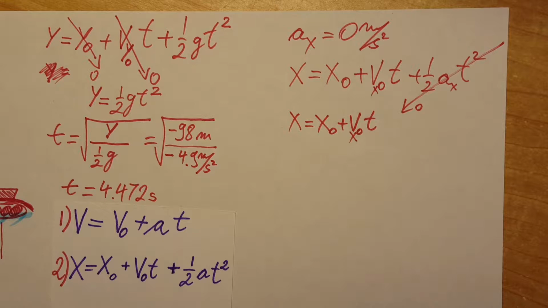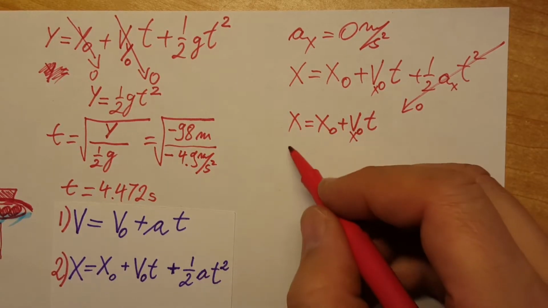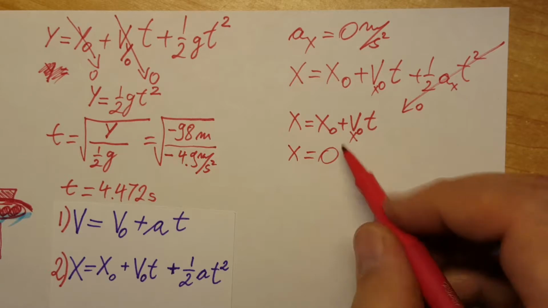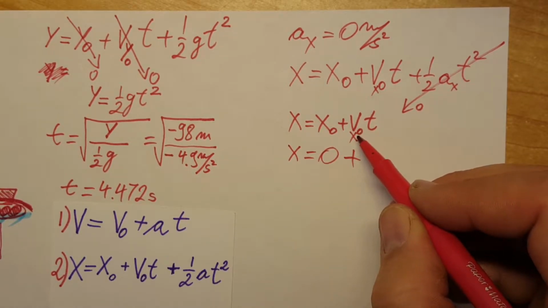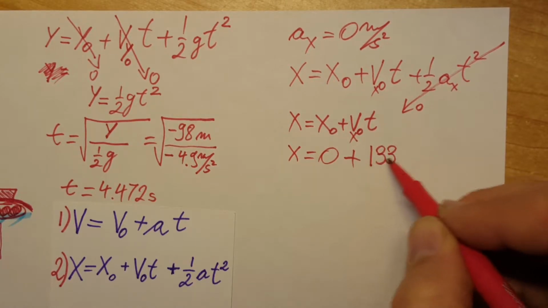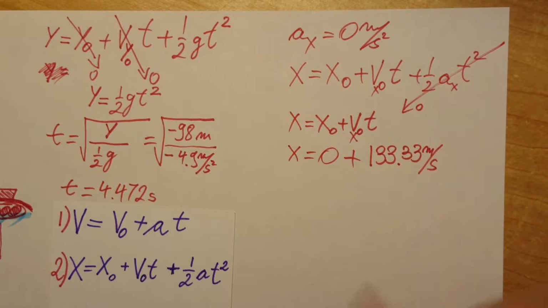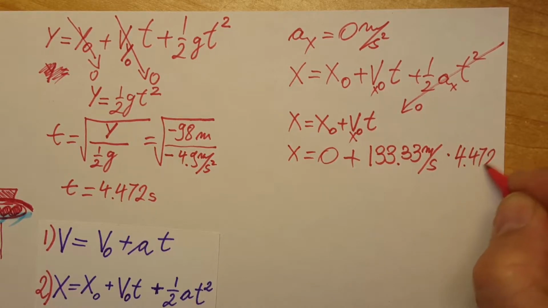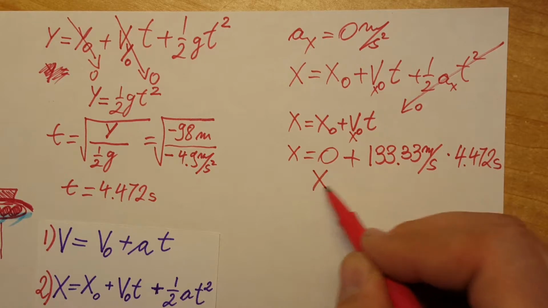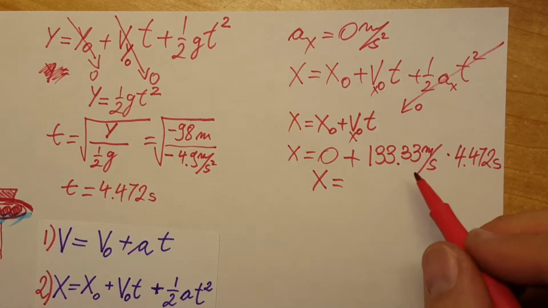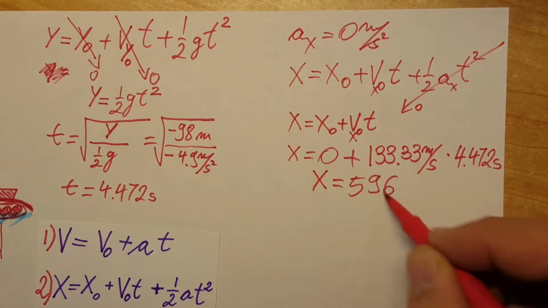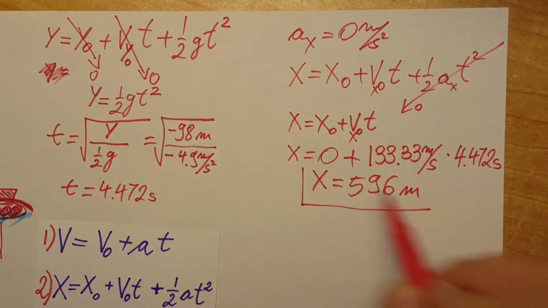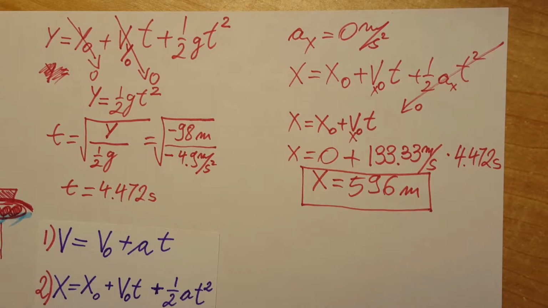In the x direction, x naught. Now, we have our formula. Let's start plugging in. X naught, again, we could have cancelled it out here because it's 0. So, there you go, 0 plus v in the x direction, v naught, it was 133.33 meters per second, times the time value that we found right here, 4.472 seconds. Now, with a calculator, we can find the value, and that's gonna be 596 meters. We can go to 3 sig figs, and there you go. We found our value in the x direction.